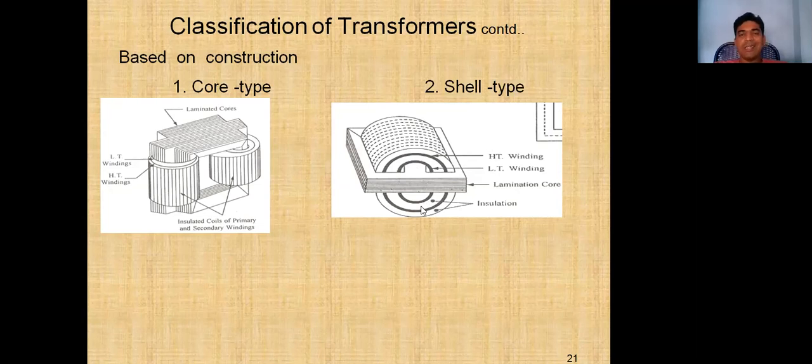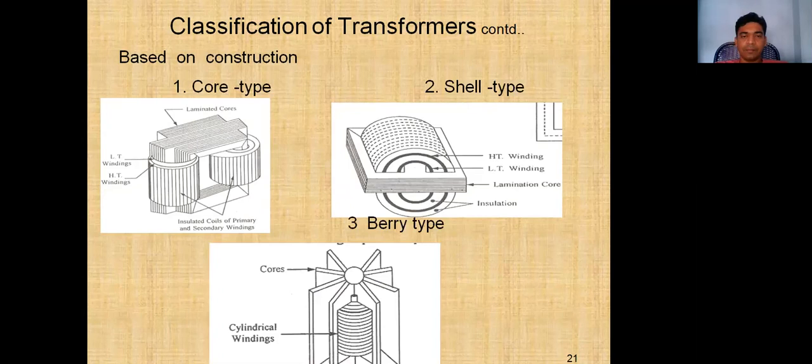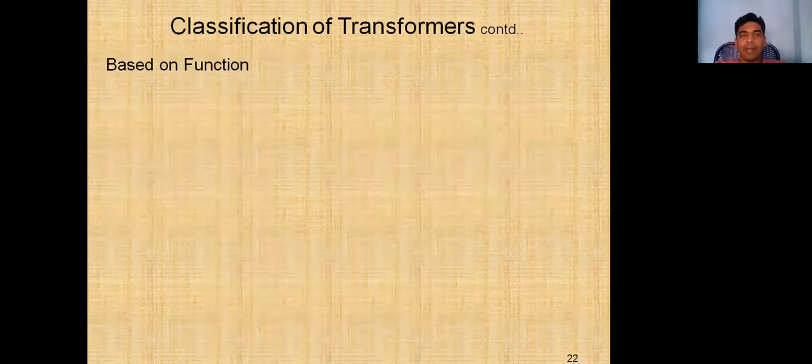This is the shell type transformer, and this is the berry type transformer. Here there is only one shell. Here the number of shells is more. This is called the berry type transformer.